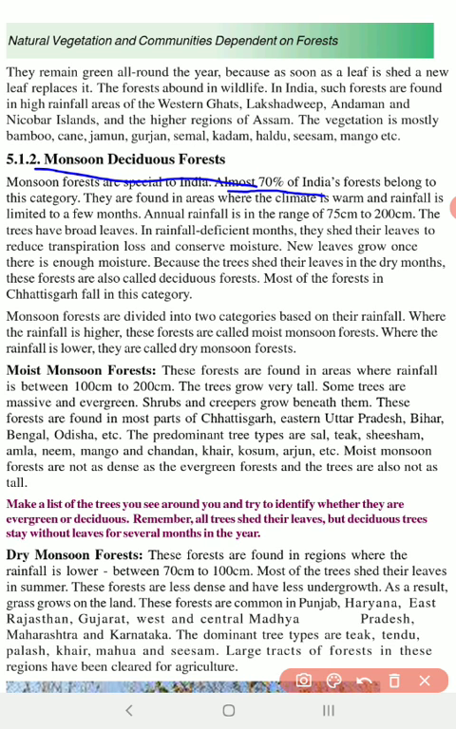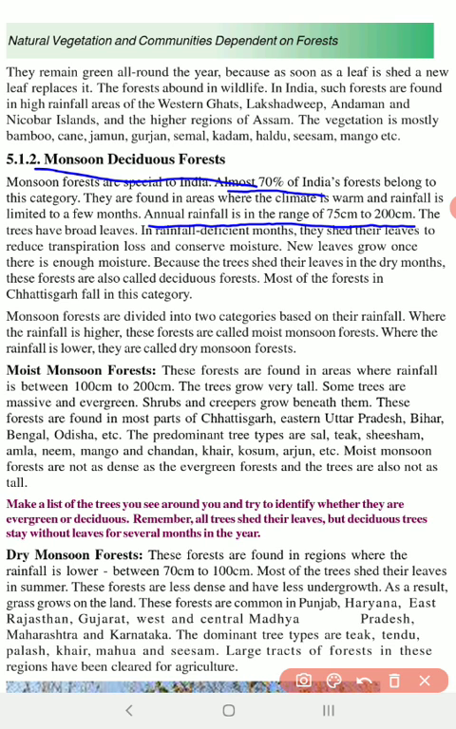Here the annual rainfall is always between 75 centimeters and 200 centimeters, and we always studied that wherever we have that moist climate, the trees grow very tall and very strong. They have broad leaves, and the leaves are always green throughout the year.